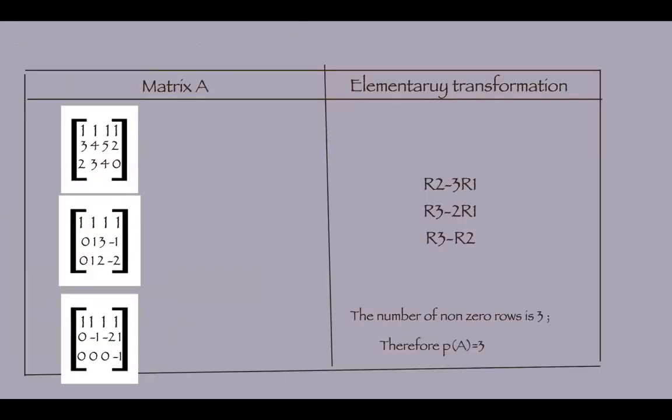The matrix A is shown in tabular form, and on the right side you can see the elementary transformations. Here R2 minus 3R1 for the first matrix A, R3 minus 2R1 for the second matrix, and R3 minus R2 for the third matrix. The number of non-zero rows is 3. Therefore, the rank of the matrix is also 3.